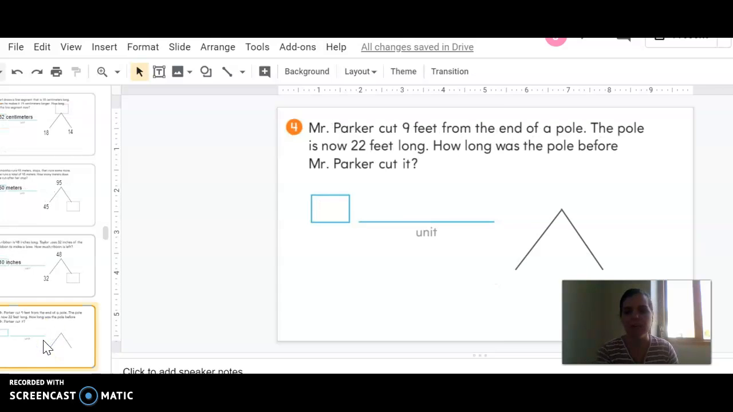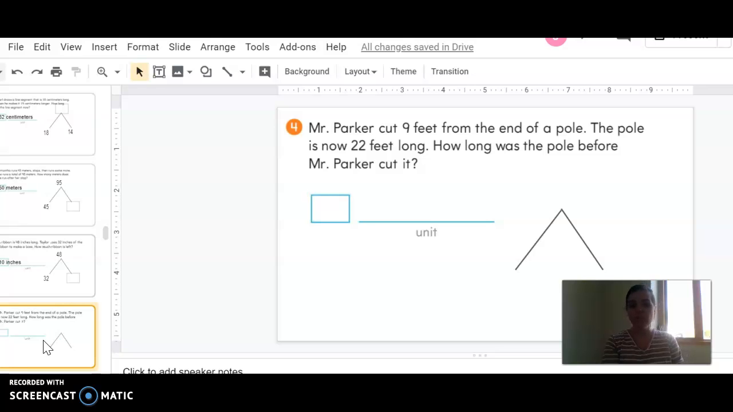I will read them to you and give you hints, but you're going to go ahead and solve them on your own. Number 4, Mr. Parker cut 9 feet from the end of a pole. The pole is now 22 feet long. How long was the pole before Mr. Parker cut it? Do we know the total of how long it was before?